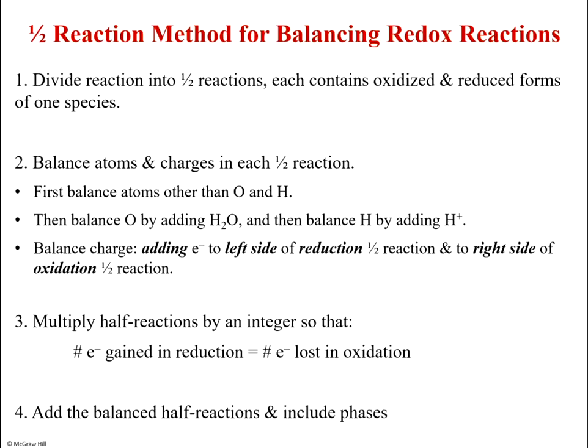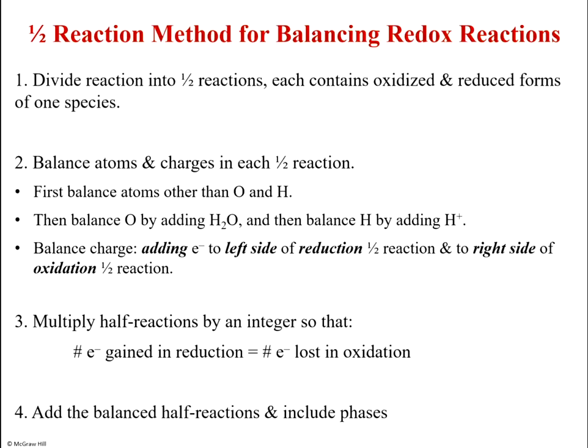Next, we balance the atoms and the charges in each half reaction. First, we balance the atoms that are not oxygen and hydrogen, in the cases where oxygen and hydrogen are not participating directly in the redox process. Then we balance oxygen by adding waters and balance hydrogens by adding protons. Finally, we balance the charge. And we want the charge on each side of the reaction to be the same. It doesn't have to be zero, but it needs to be the same for the reactants and the products. And in general, we find that we'll be adding electrons to the left side of a reduction half reaction and to the right side of an oxidation half reaction.